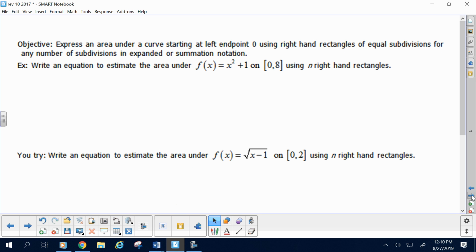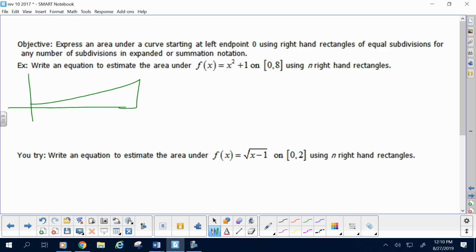All right, next idea. Express an area under a curve starting at a left endpoint using right hand, and expanded or summation notation. So let's go here. This is where it might start to get a little uncomfortable. Same deal, x squared plus 1 from 0 to 8. And this time, instead of dividing it into 4 rectangles, I'm dividing it into any number n rectangles. All right, so let's start here.